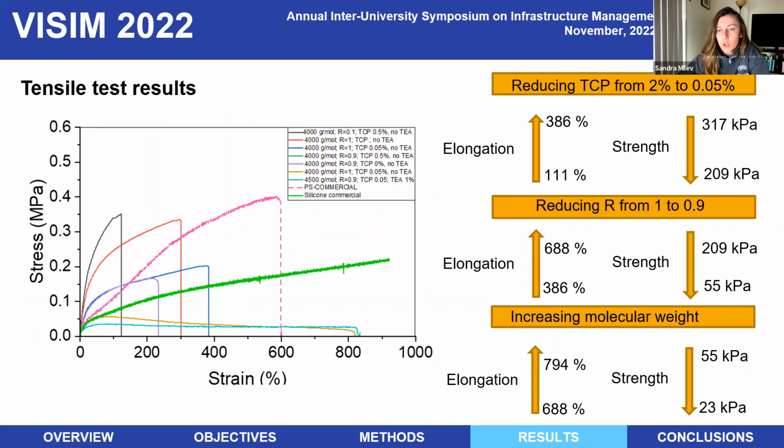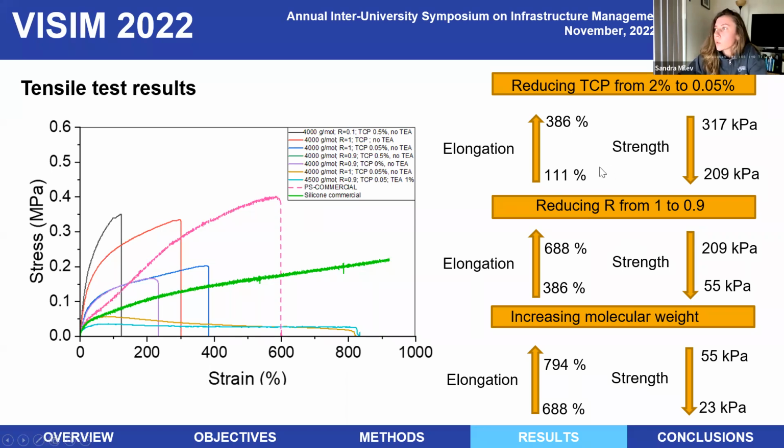This plot shows all the stress-strain curves for the different sealant formulations, and they were also compared to commercially available polysulfides and also silicone sealants. These are the green and pink colors. The range of elongations was between 100 and 900%, and the stress was between 400 kilopascals and 20 kilopascals.